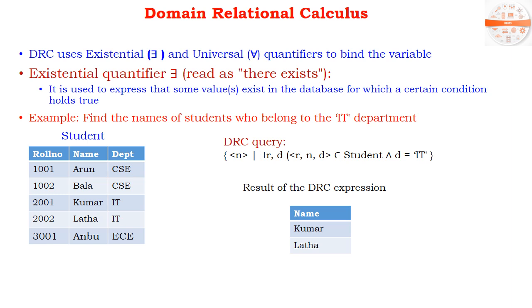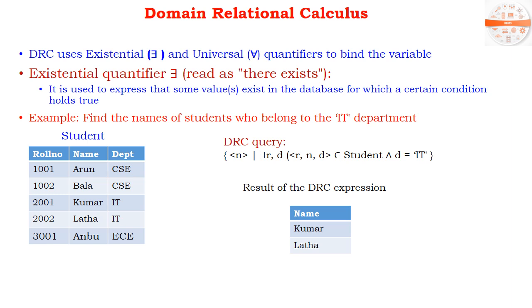Just look at the student table. Here there are three columns: roll number, name and department. So what is the question here? Find the name of the students who belong to the IT department. Then how to write the DRC query? So now you are going to display only the name, right?